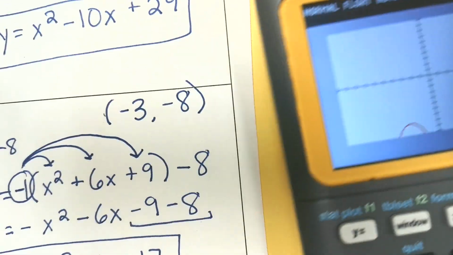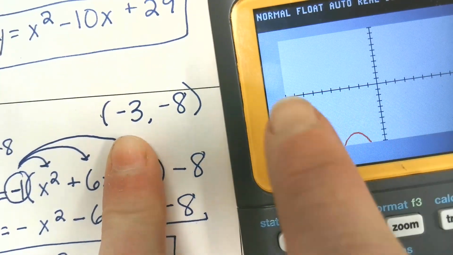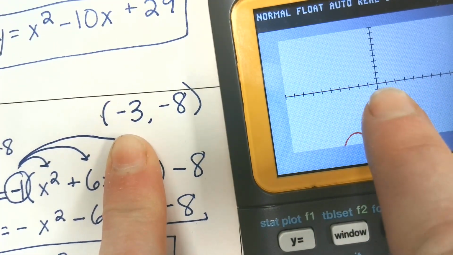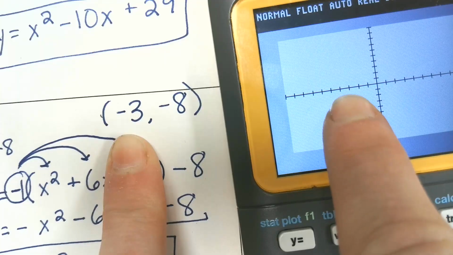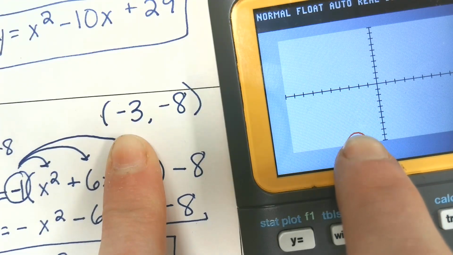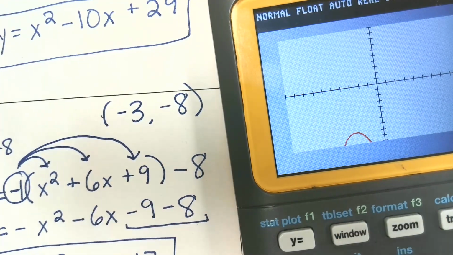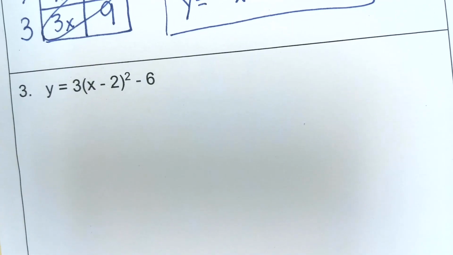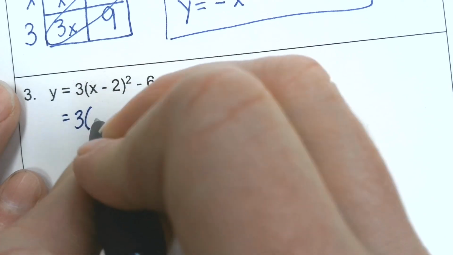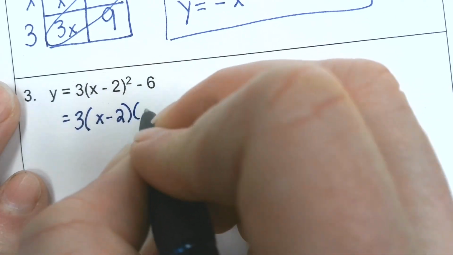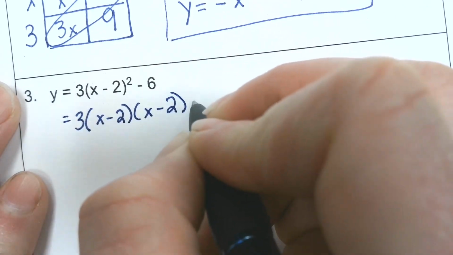And then our last thing we want to check is the vertex. Negative 3. So does it start at the origin, go negative 3 down to negative 8 to get to that vertex? Yes. Good. All right, last one. First step, expand it out. So it's 3 parentheses, x minus 2, x minus 2, minus 6.